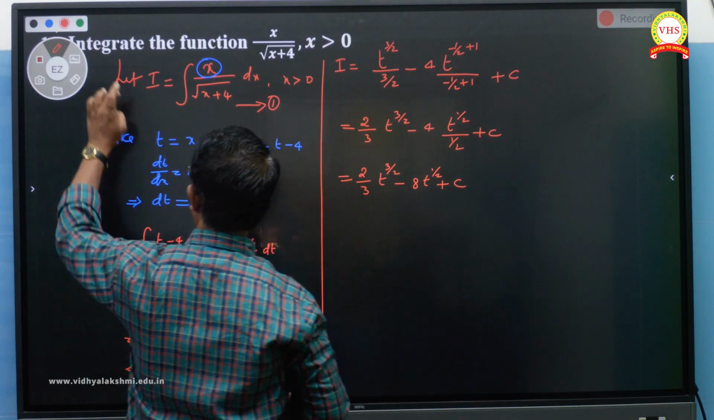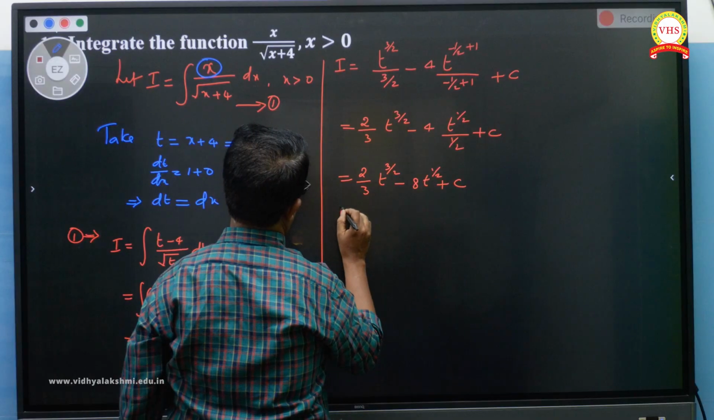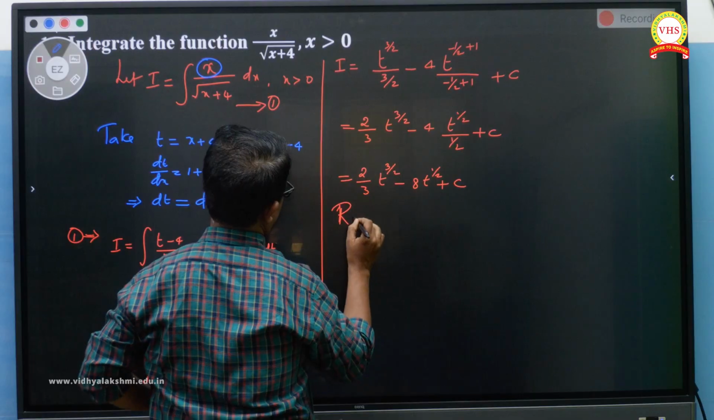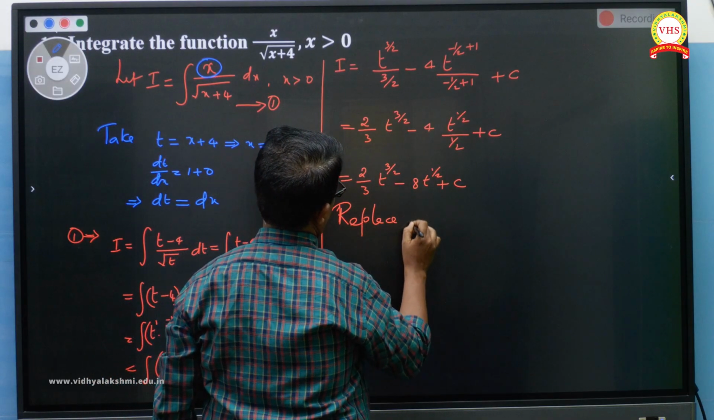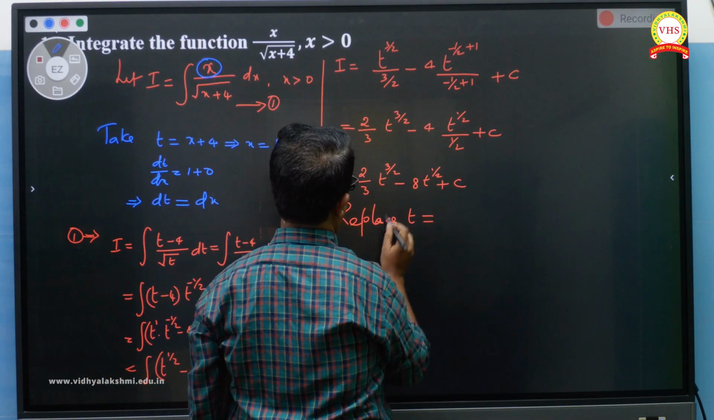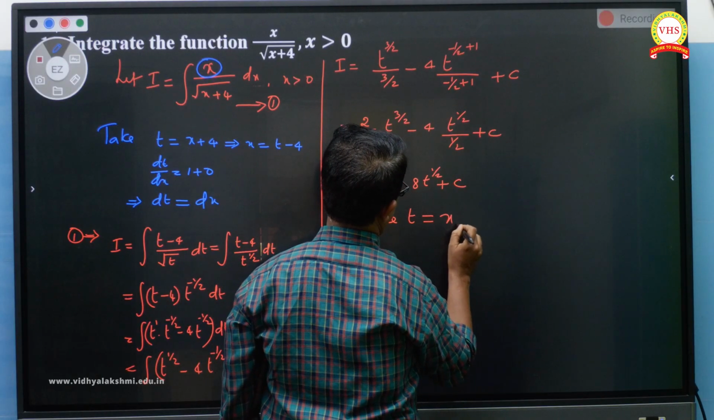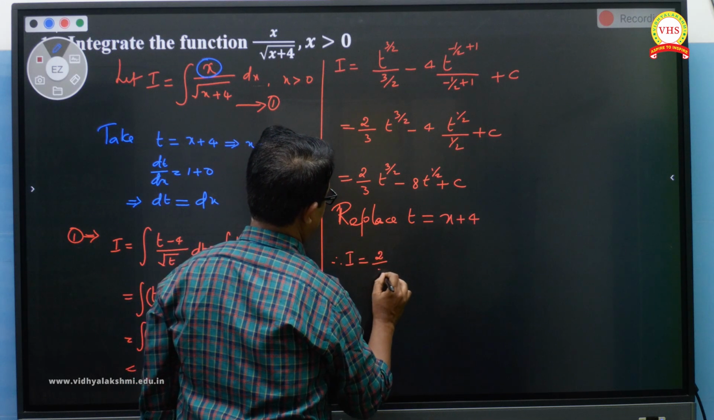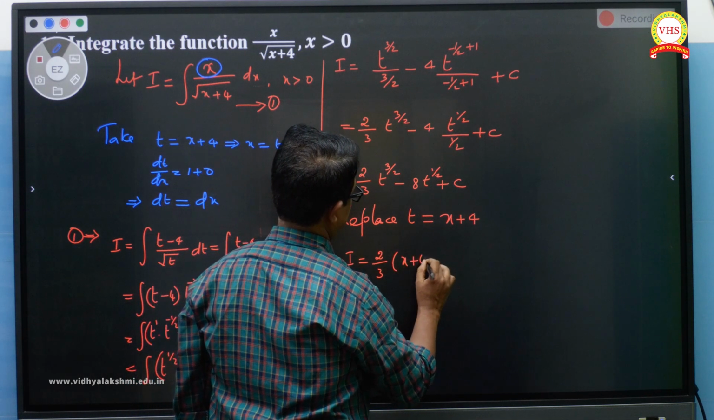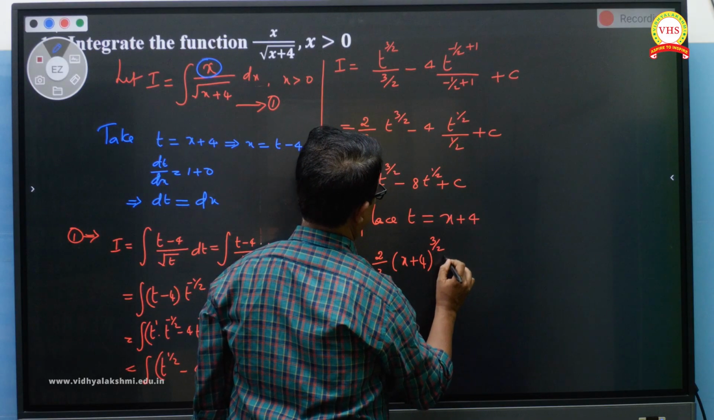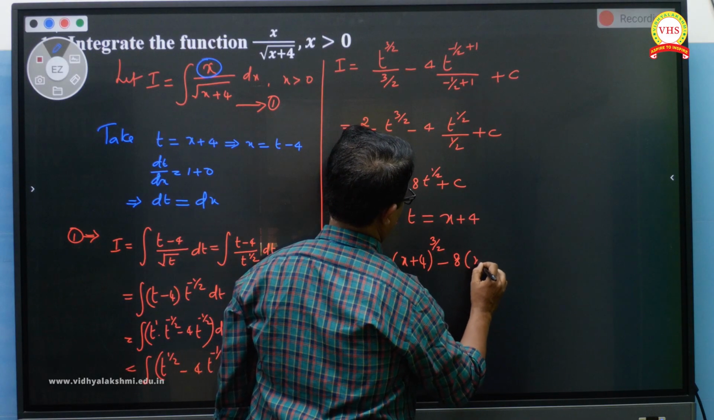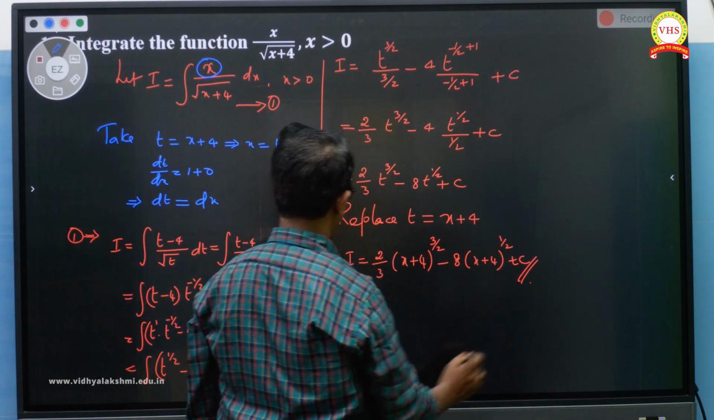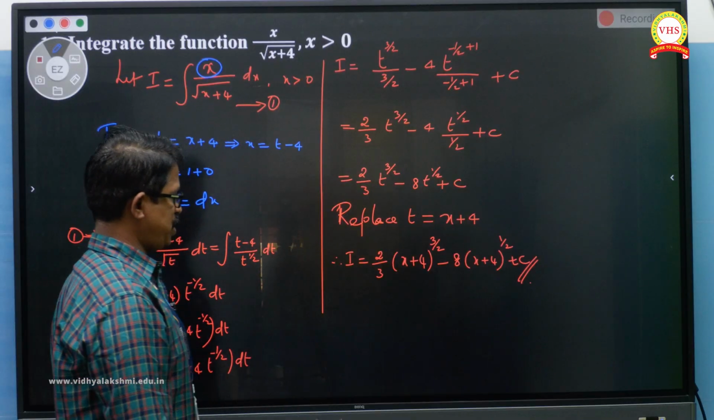Now for the final conclusion, replace t. What is t equal to? What we assigned: x plus 4. Therefore I equals 2 by 3 into x plus 4 whole power 3 by 2, minus 8 into x plus 4 whole power 1 by 2, plus c. This is the final answer for the given function.